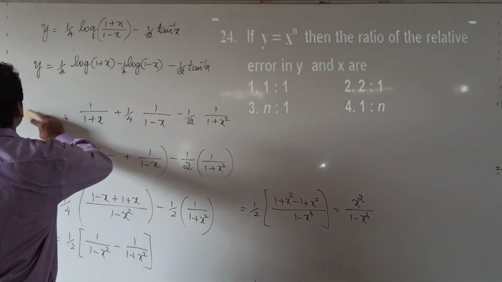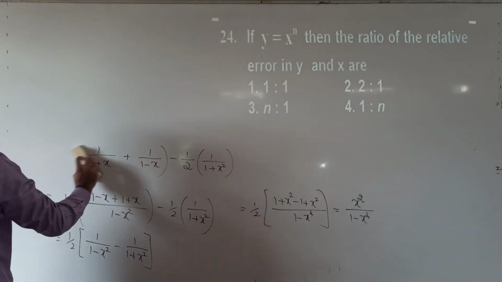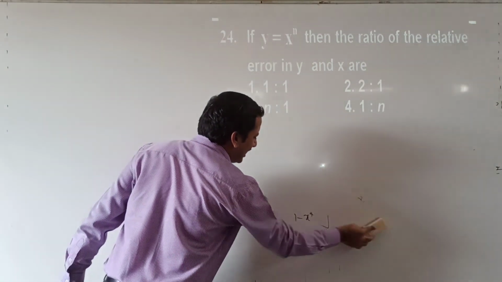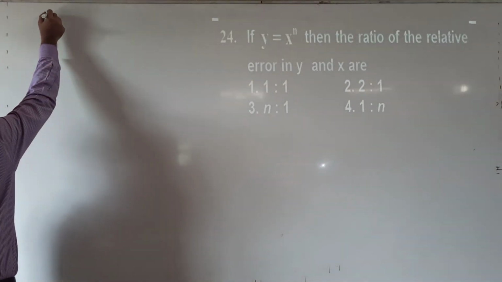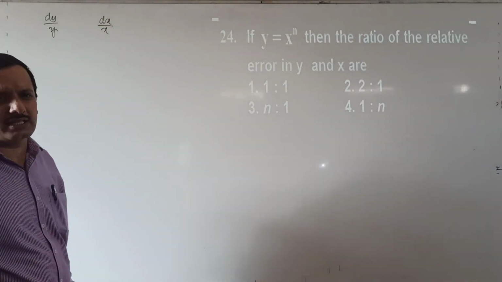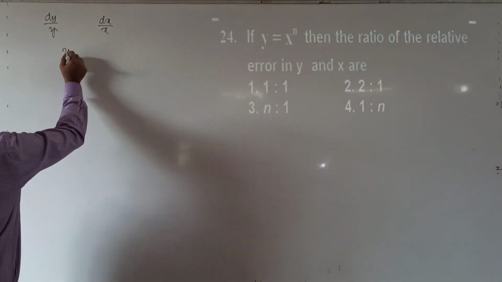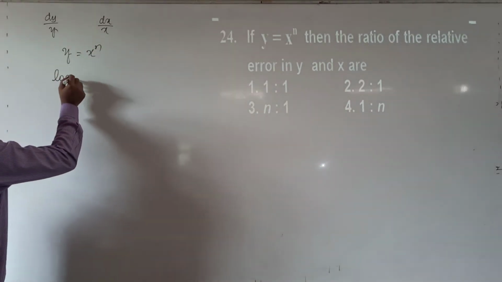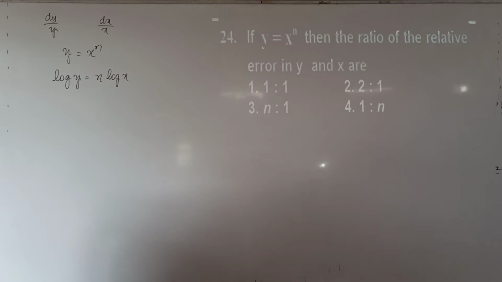24th question. If y is equal to x power n, then find the ratio of the relative error in y and relative error in x. Relative error in y is given by dy by y and relative error in x is given by dx by x. We are asked to find the ratio of this. So we have y is equal to x power n. Let us take log here. Taking log on both sides will give you log y is equal to n log x.